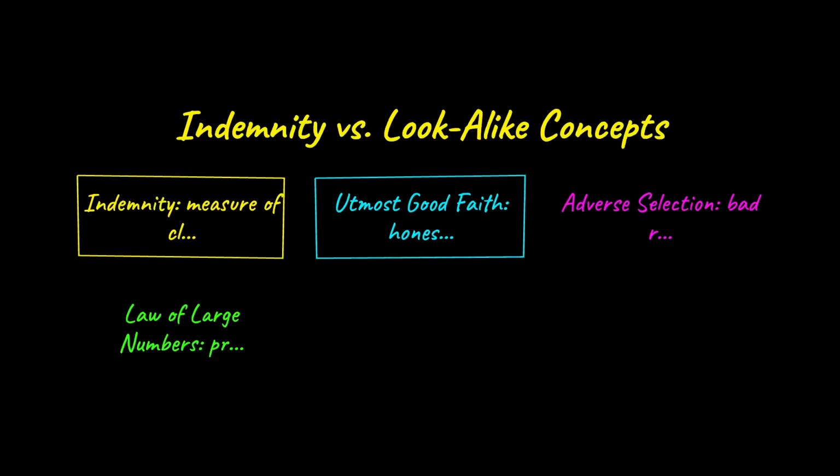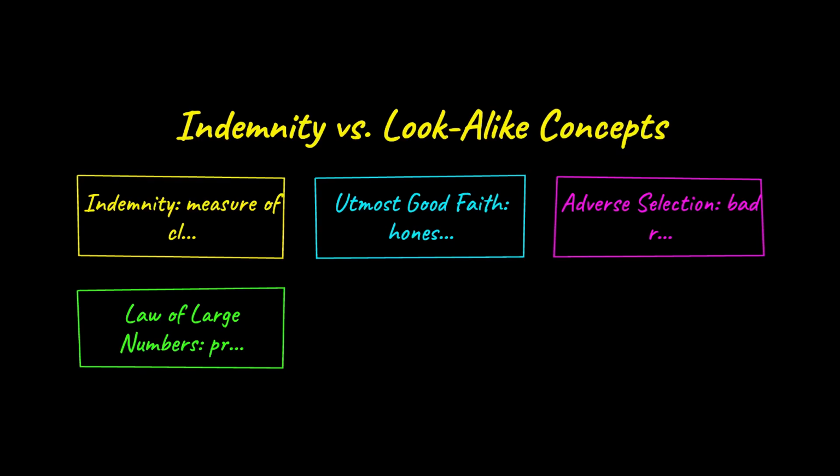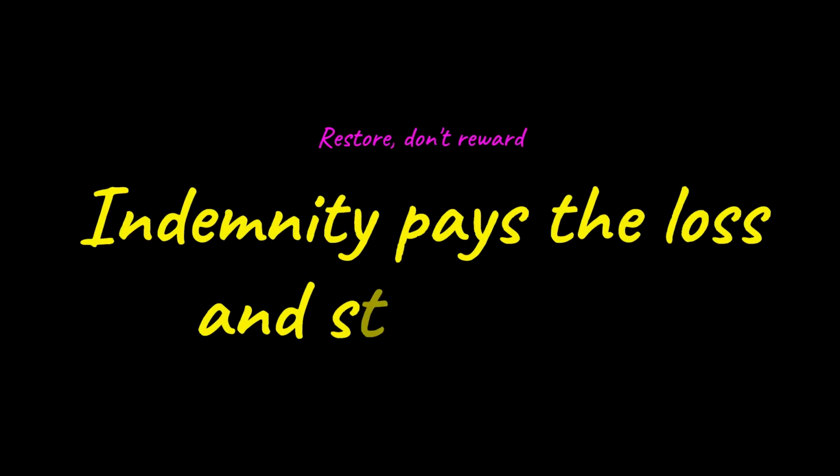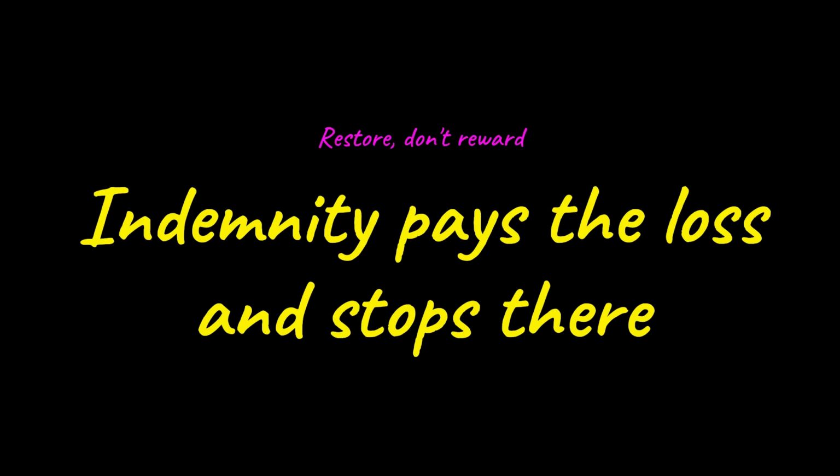Utmost good faith is about honesty when forming the contract. Adverse selection is about worse risks seeking coverage. And the law of large numbers is about predicting total losses across a pool. Only indemnity governs the size and measure of a payout. Remember, indemnity restores rather than rewards. Life insurance, paid as a stated amount instead of a measured loss, is the one notable exception to this rule.